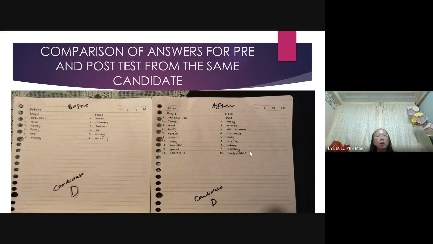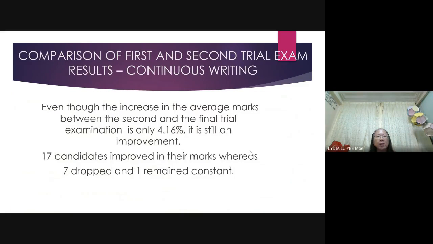All right. So next, I compared the first and second trial exam results. Actually, the second trial exam was just a few days ago, the English exam. So from here, I found that I just concentrated on section B, continuous writing, and I found that there was an increase in the average marks by about 4.16%, a slight but still an improvement, given that it was just carried out for 2 months. If only I had known about this and carried it out the whole year, I'm sure that by now their essays would have improved tremendously.